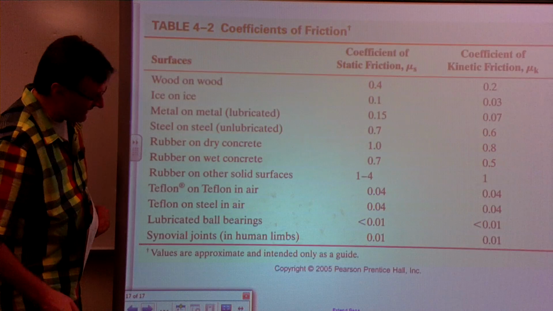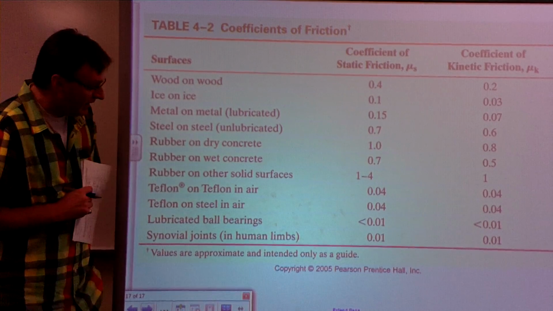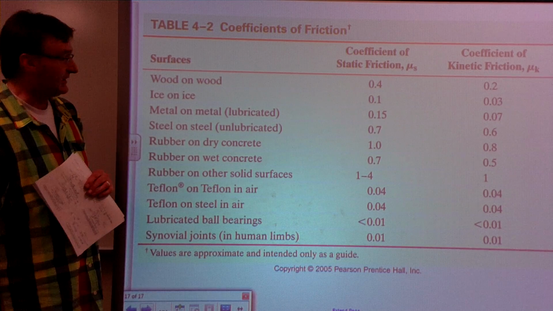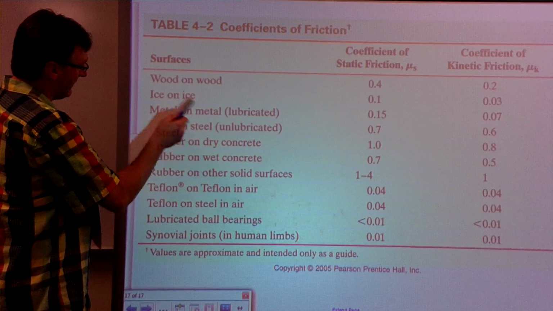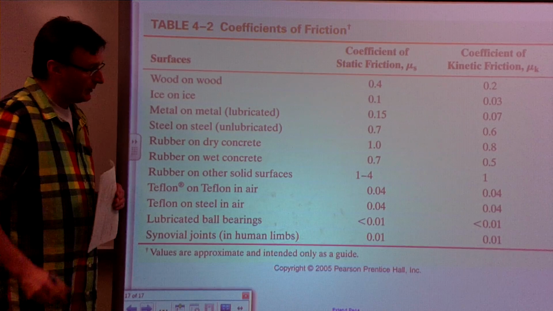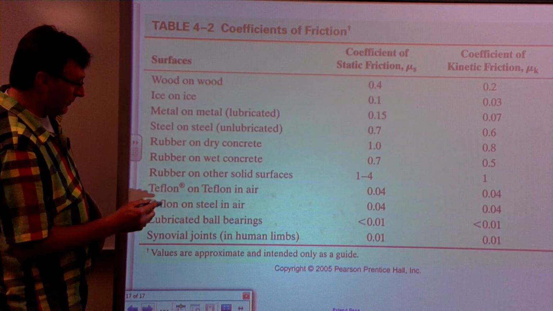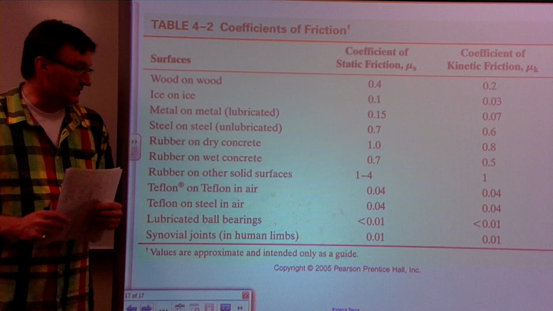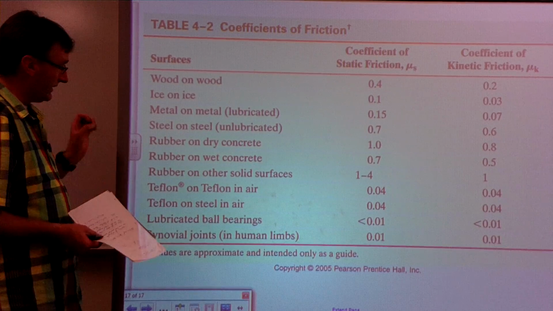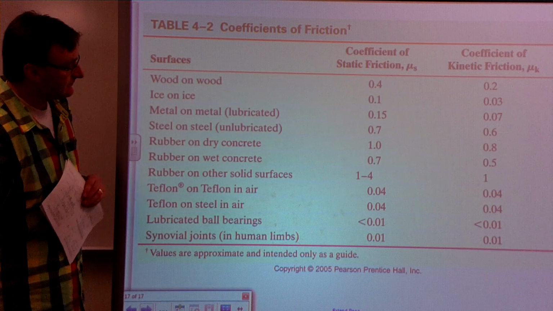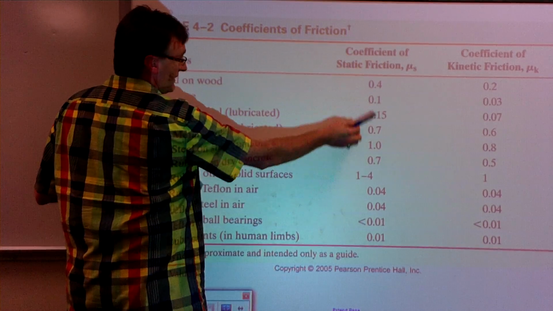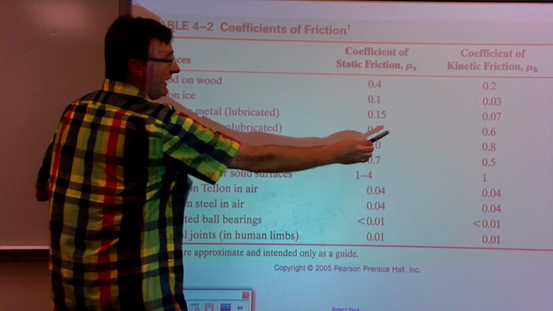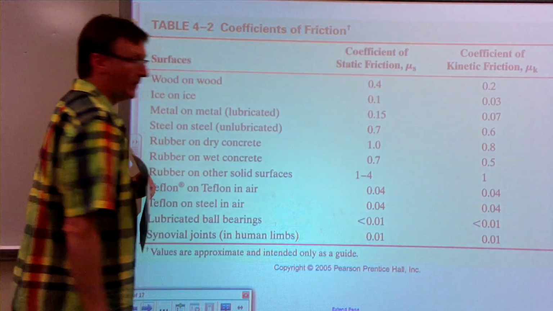Now, another application of that is, here's a chart of some different surfaces and the different coefficients of friction between surfaces. So we have wood on wood and ice and all sorts of different things here. But what I wanted to point out to you was, first of all, rubber on dry concrete. So let's use the example of a car with rubber tires that's driving on concrete. We look at the coefficient of static friction for that situation. The coefficient is 1, and the coefficient of kinetic friction is 0.8.